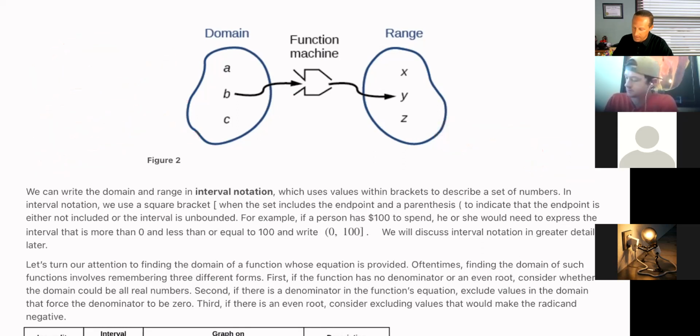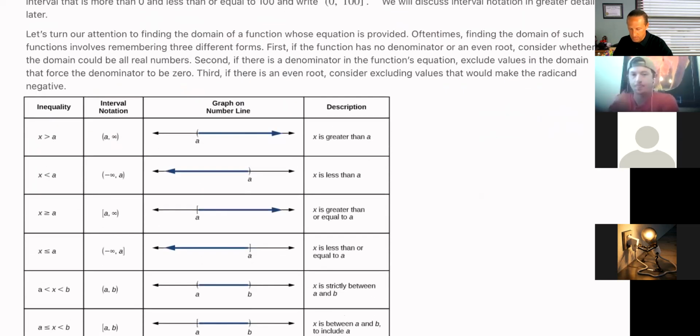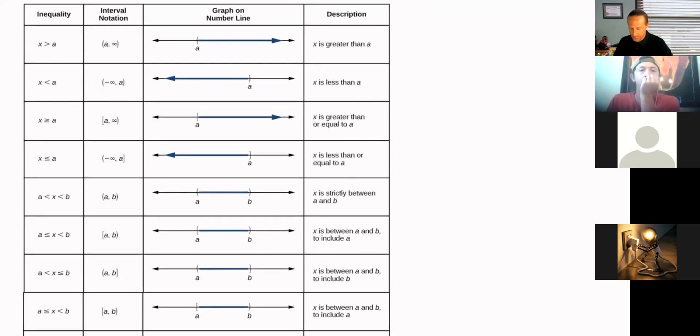Open dots mean that we do not include it, but it goes right up to that value. Closed dot means, you know what, we're going to go all the way up to that value and include it. All right. So here's some of the ways that we can see that on a graph. So whether they put an open dot here or they put the parenthesis, that's letting you know not this value of A, but everything to the right of it to infinity. And so that's how we would write it.